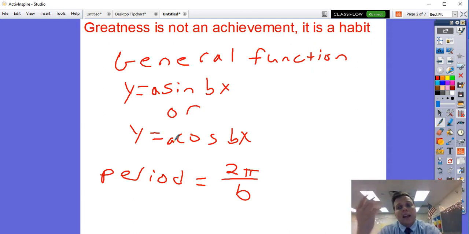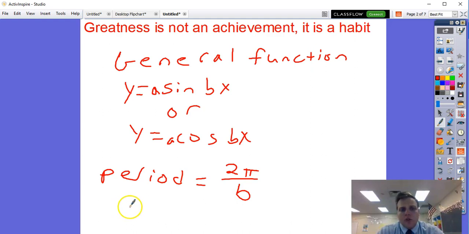We're going to talk about that in a couple of days, so we are going to add a plus or minus h here and a plus or minus k outside the function, and we will talk about that, okay? But for today, we're just focused on period and amplitude, so I'm not really worried about phase shifts or vertical shifts, okay? So, the period is just a simple formula, 2 pi over b, all right?